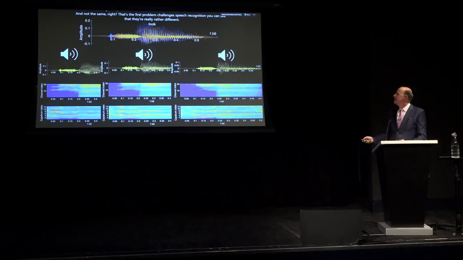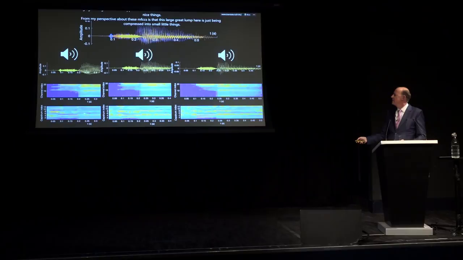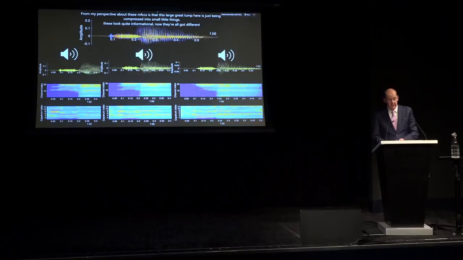These are the energies in those filter banks here, and there are these large, great regions of what appears to be no information, and these are the MFCCs. And the nice thing from my perspective about these MFCCs is that this large, great lump here has just been compressed into a small little thing here. These look quite informational. Now, they've all got different time scales, okay? Now, you can't have everything.